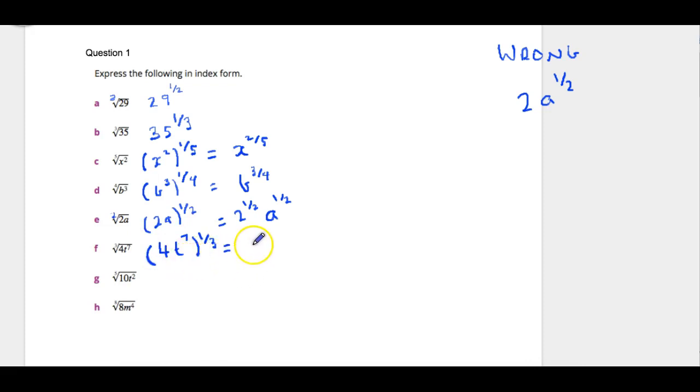Now everything inside gets taken to the third, so it's 4 to the power of a third. And then t to the power of 7 on 3, 7/3, and you just leave it like that.